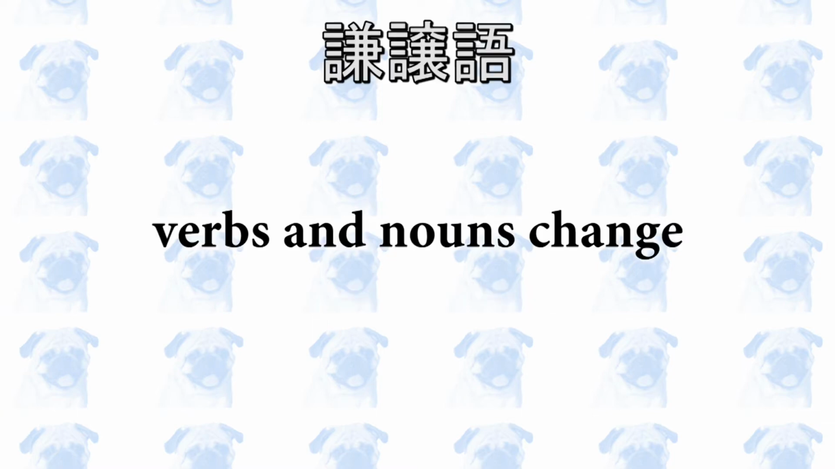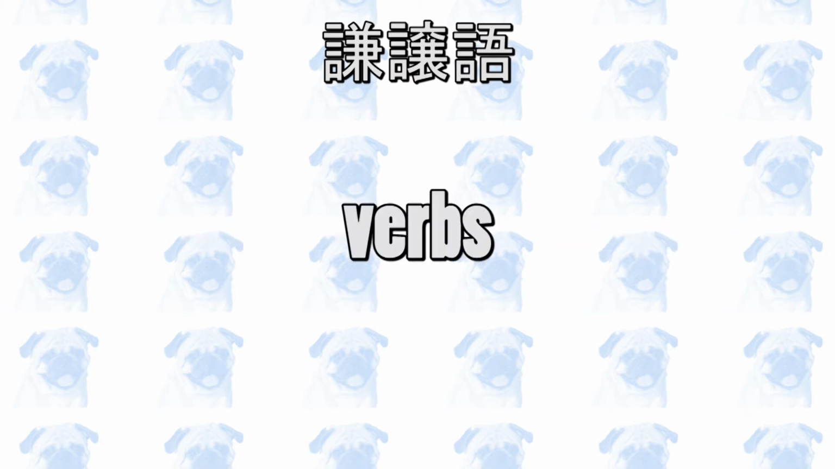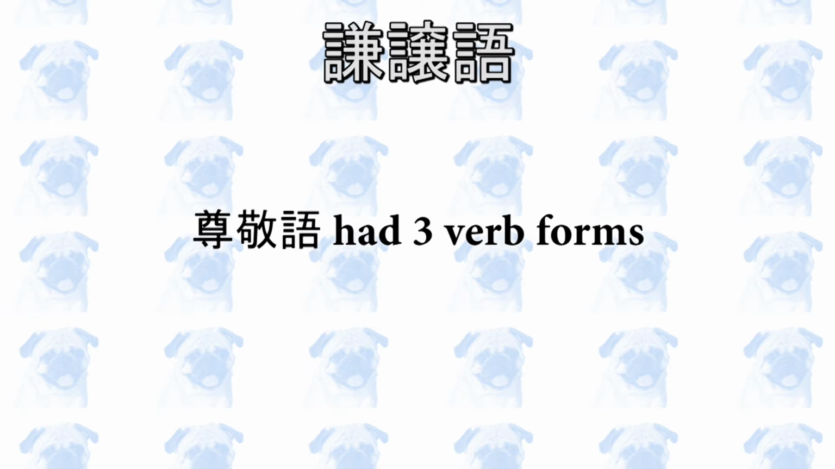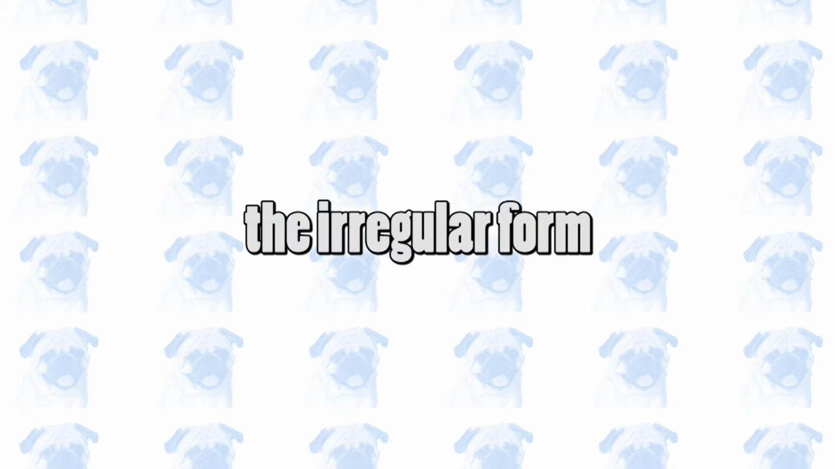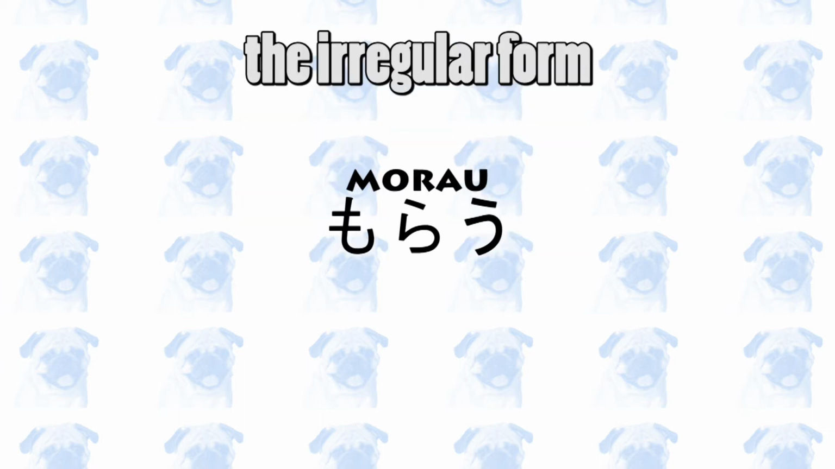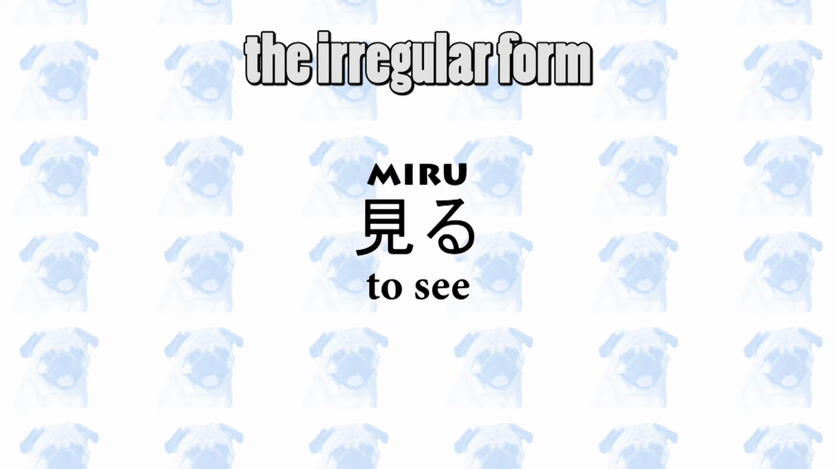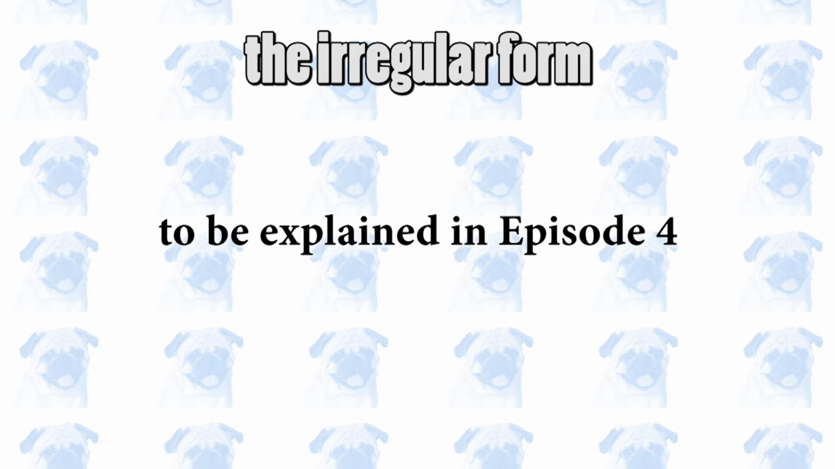どう使うの? This is the section where I talk about grammar. In kenjou, verbs and nouns either change forms or become completely different from their original forms. Let's start with verbs. Recall that sonkeigo had 3 verb forms. Kenjou, on the other hand, only has 2 forms. The first form is the irregular form. Just like in sonkeigo, some verbs in kenjou become completely different forms. For example, もらう to receive or to get becomes いただく and 見る to see becomes 拝見する. The irregular verbs will be explained in more detail in episode 4.